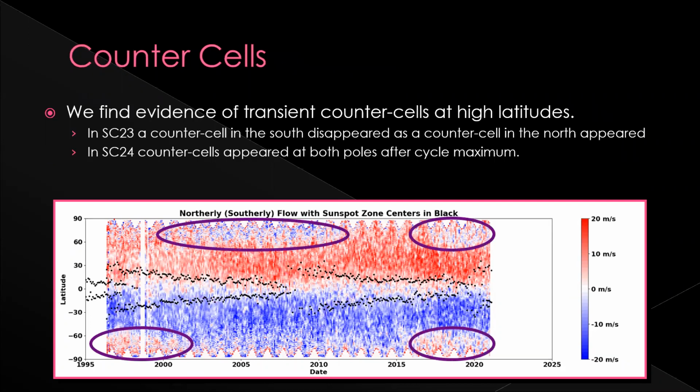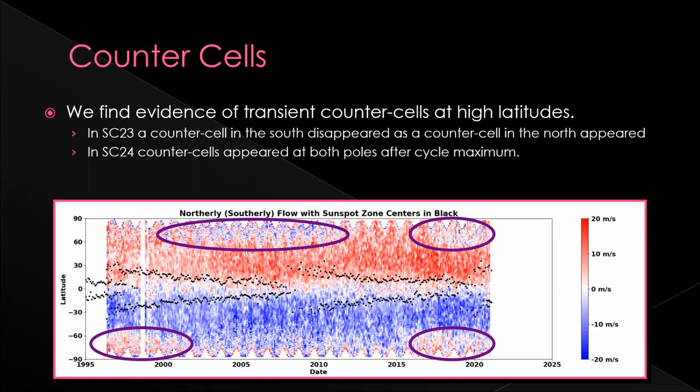In the meridional flow, we also find evidence of transient countercells at the high latitudes. We were very surprised to see what appears to be countercells in both the north and south hemisphere in the last few years. We did see it in our HMI measurements for solar cycle 23, but they had such an odd behavior. They began in one hemisphere, and it's almost as if they shut off here and turned on here.